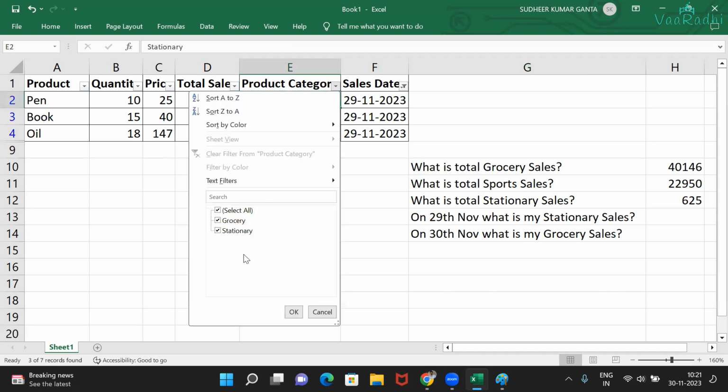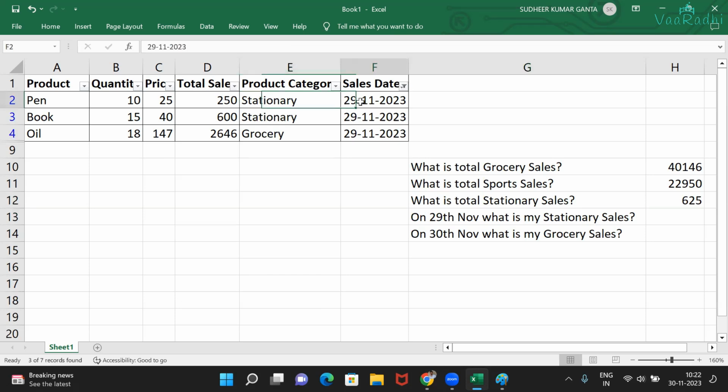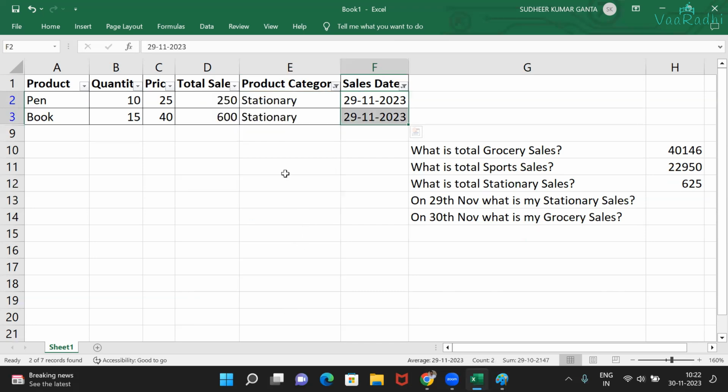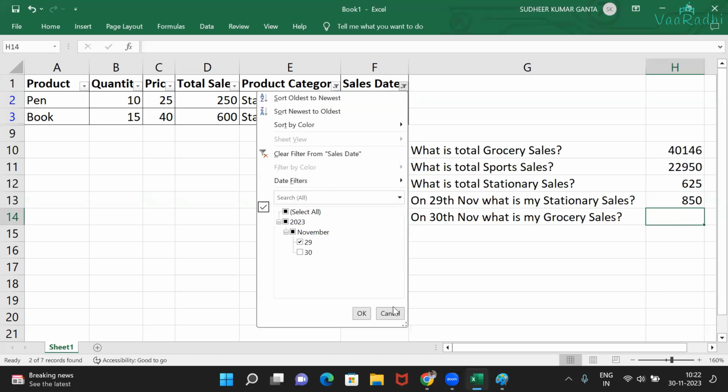See here, guys, where is my sports related category gone? Am I seeing the sports category here? No. What is the reason? Because when I apply a date filter, in that particular date there is no sports related entry available. That's why my product category filter shows only 2 possible values for that date. I'm choosing stationery only. Now, what is the sales? 850. Perfect, 850.